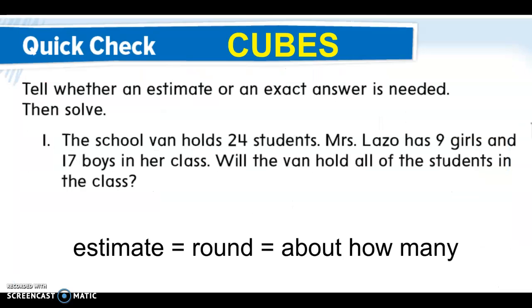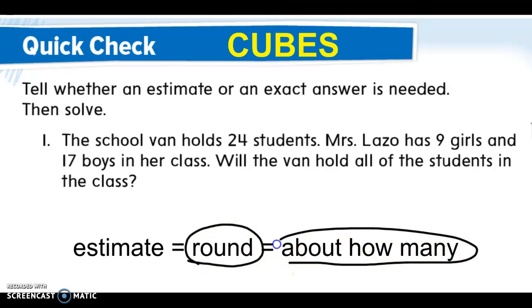A very quick review here. These directions say to tell whether an estimate or an exact answer is needed, and then solve. Now remember, if we're going to estimate, we're going to see the words round or about how many as keywords. So let's read this question and see if we can see any of those keywords. It says the school van holds 24 students. Mrs. Lazo has 9 girls and 17 boys in her class. Will the van hold all of the students in the class?